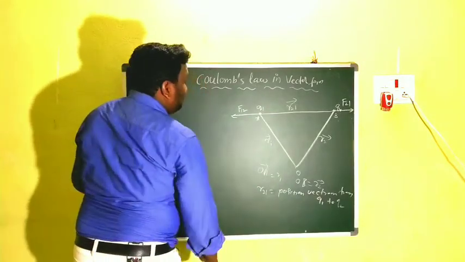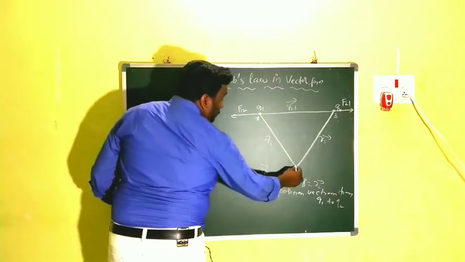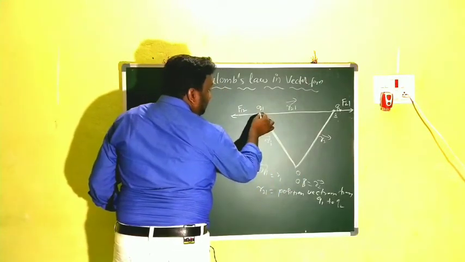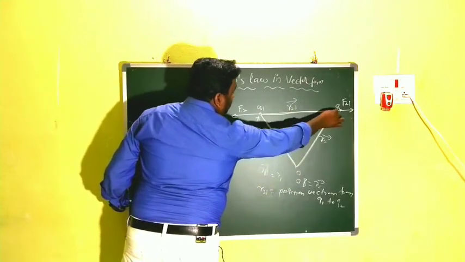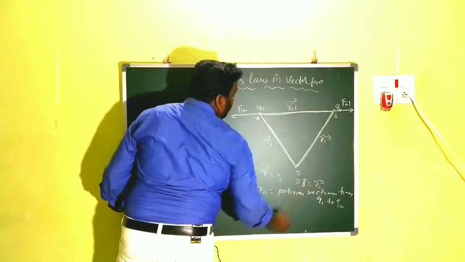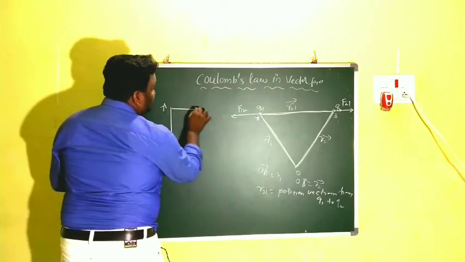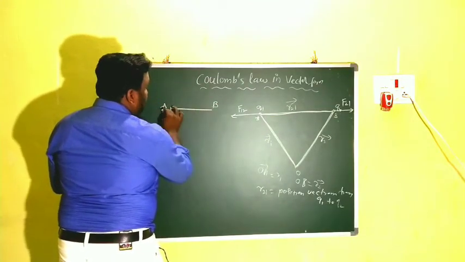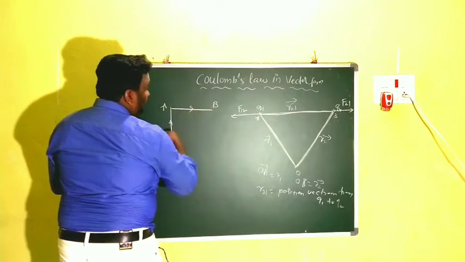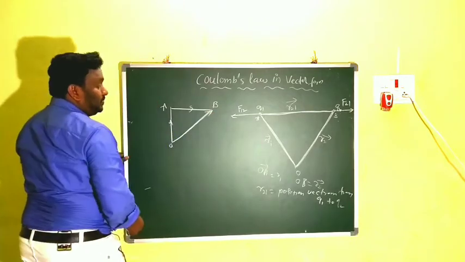Here we know that, according to the law of vector addition, I am writing OA plus AB. OA plus AB gives OB. Clear? This is OA and this is AB. And now what we got? Yes, this is according to vector addition.